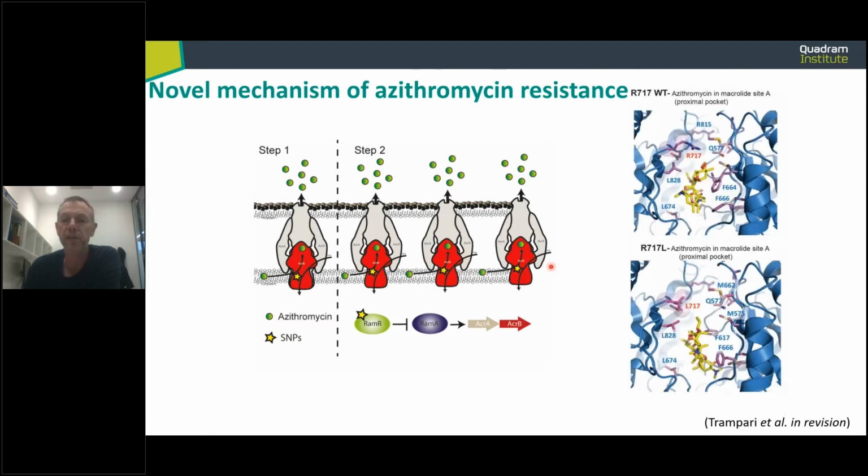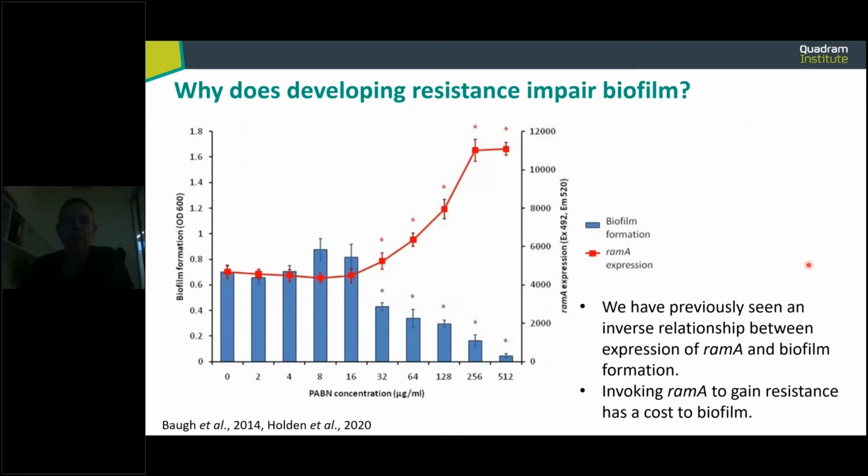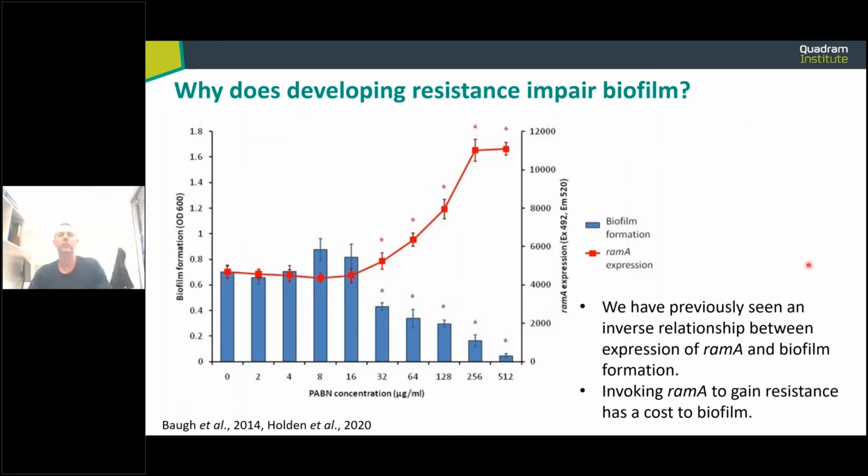And some structural analysis of the change that we find in the pump, which is at this residue here. This R717 residue normally sits in the binding pocket for azithromycin, which is docked in yellow, and kind of constrains export out of the pump and up into the outside world. The mutation that we find results in this L717 substitution. You can see the path out for the drug is now much easier. So energetically, it's easier to get rid of the drug.